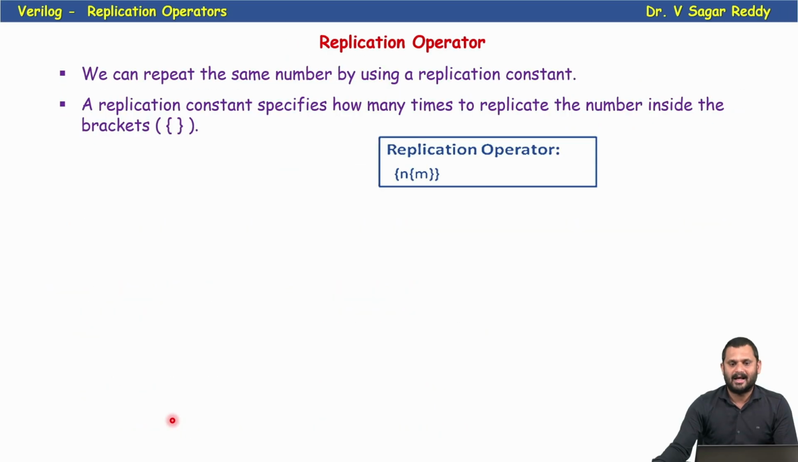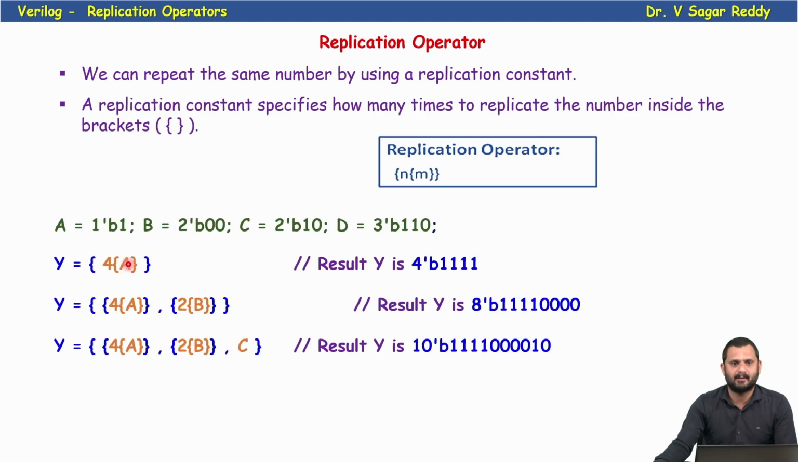Now coming to the replication operator. We can repeat the same number by using a replication constant. The replication constant specifies how many times you want to replicate that number inside the braces. This is the syntax. This n represents how many times you want to repeat this m. Now see some examples here.